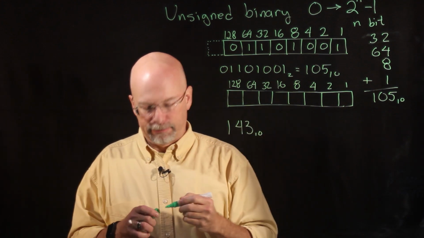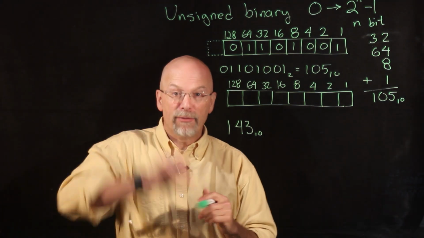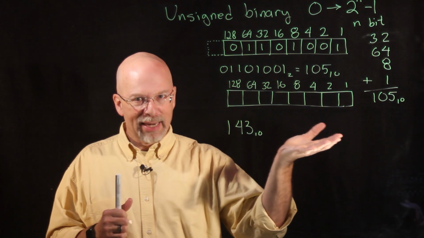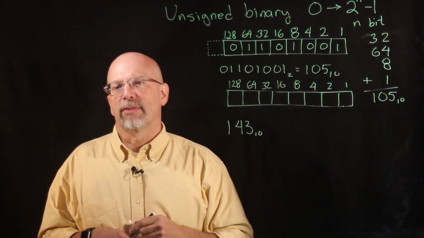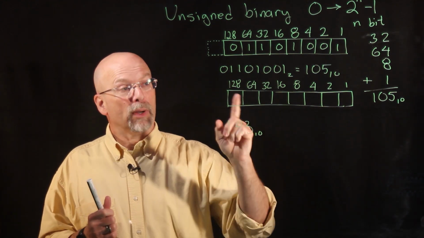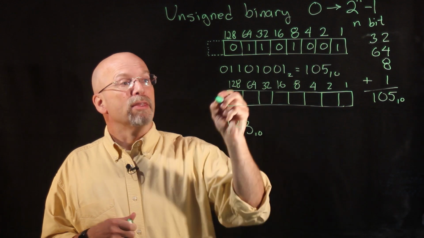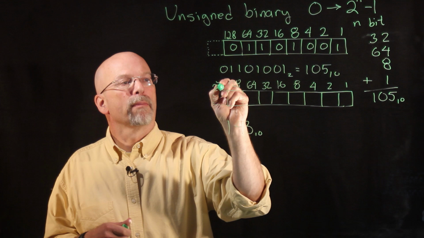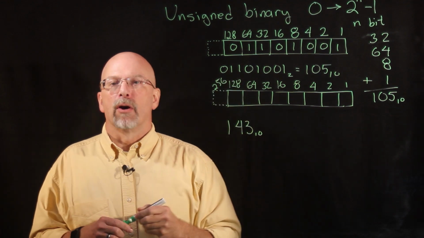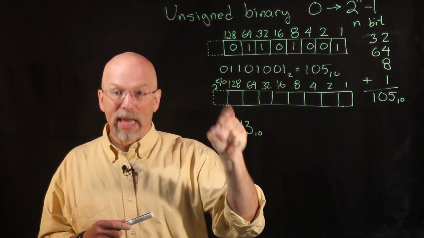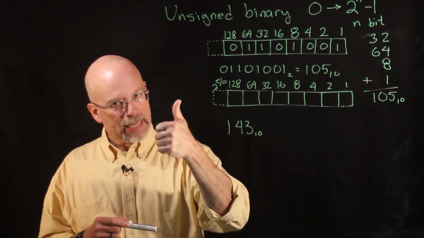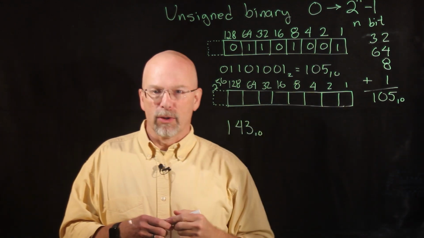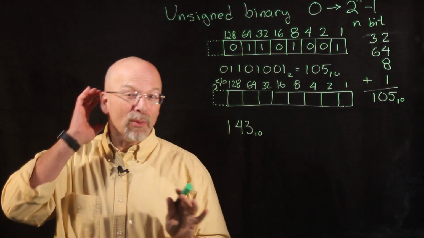143 base 10? The very first thing to do is to double check and make sure that the bits we're allotted are enough to represent that number. Are they? Well, remember with 8 bits, this position right here was the 256 position. All right. Is this number less than 256? It is. So that means that we can represent 143 in those 8 bits. Now, how do we do it?